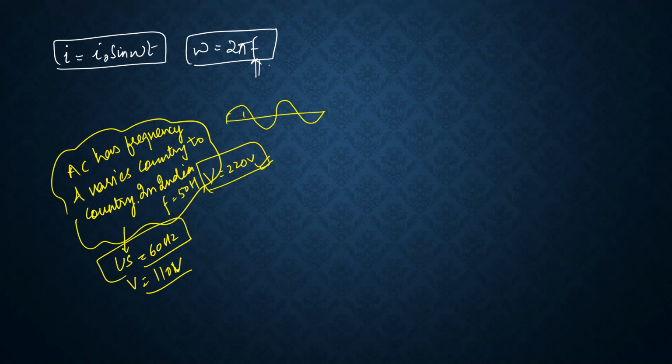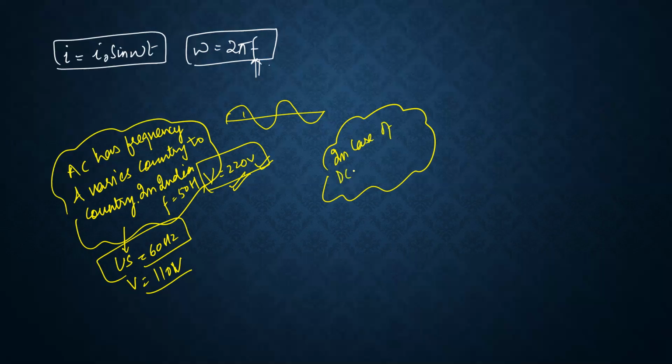So these are basically the specifications for the generation of electricity in different countries. In India, the electricity is generated at f equal to 50 hertz, and this is basically the voltage which we get at our home. But the frequency of generation of electricity in India is 50 hertz, whereas in US it is 60 hertz. The simple thing I understood is that AC has frequency and it varies country to country. And what happens in the case of DC?